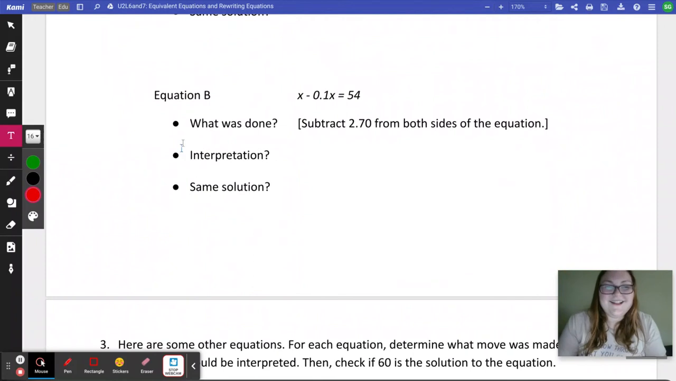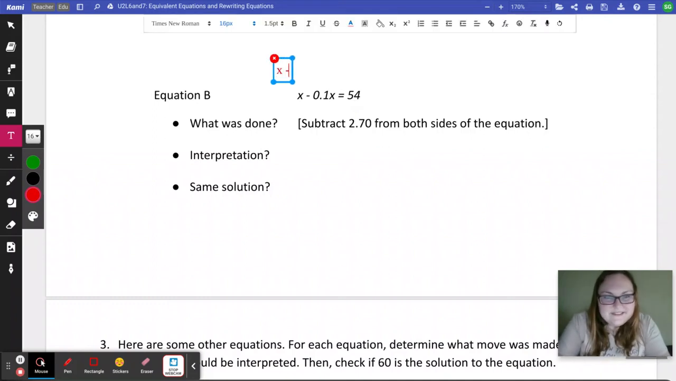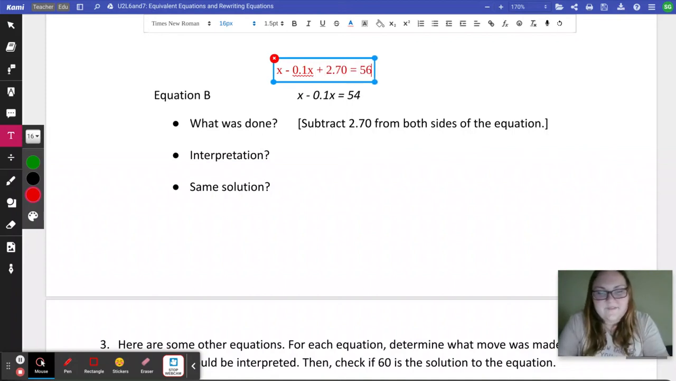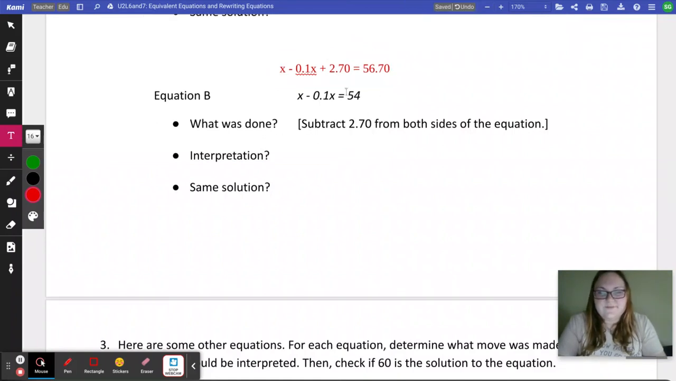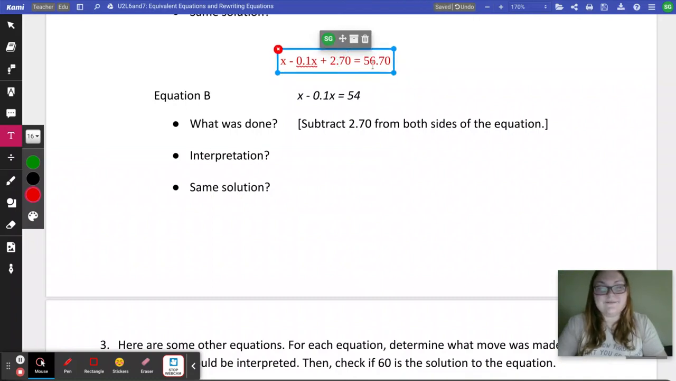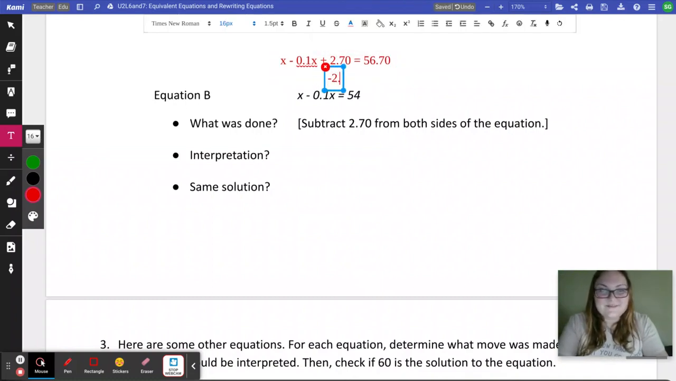I hope that's okay. Looking at equation B, it is the equation X minus 0.1x equals 54. Just to help us out, this was the original equation that we've been looking at, 56.70. So comparing that original equation with this new equation here, I've already done the first part for us, which is mathematically what was done. Well, to get from this equation to this equation, I notice that 2.70 is gone. What I did to get that new equation is I subtracted 2.70 on the left side, and I also subtracted 2.70 on the right side.